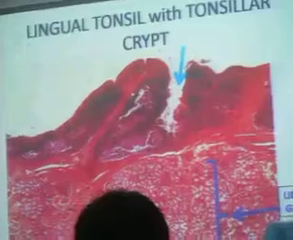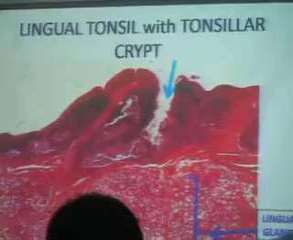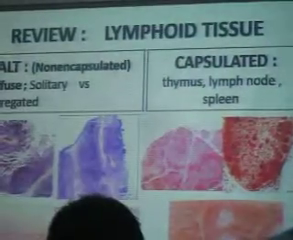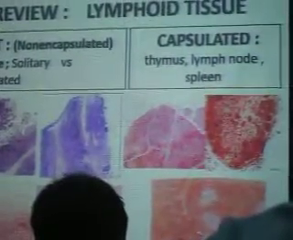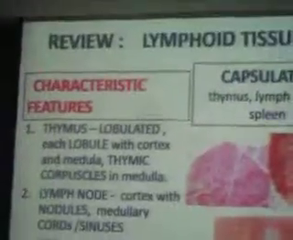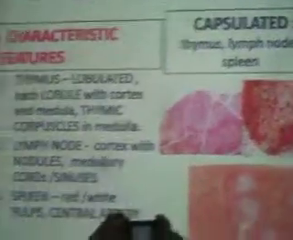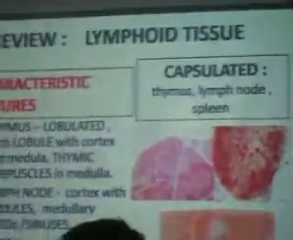If only you had the microslide projection before the exam, no? Okay. So again, the encapsulated: thymus, lymph node, and the spleen. You know how to differentiate them na, ha? For the encapsulated, thymus is lobated, this lobule has cortex and medulla. It will have your Hassall's corpuscles, or thymic corpuscles. For lymph node, cortex with the nodules, the medulla will have the cords and the sinuses. Okay? The spleen will have the white part and the red part plus your central artery in the white part.